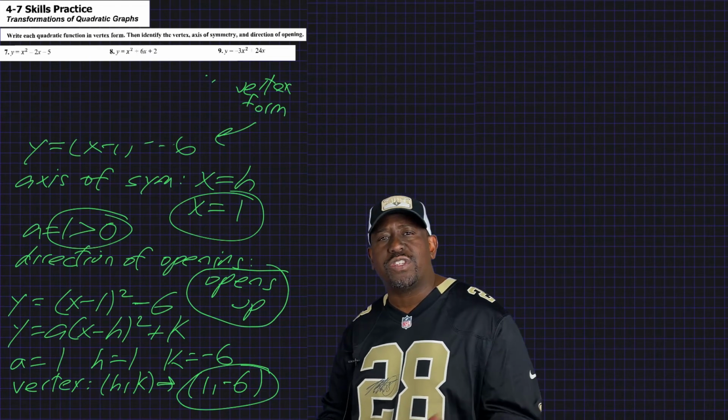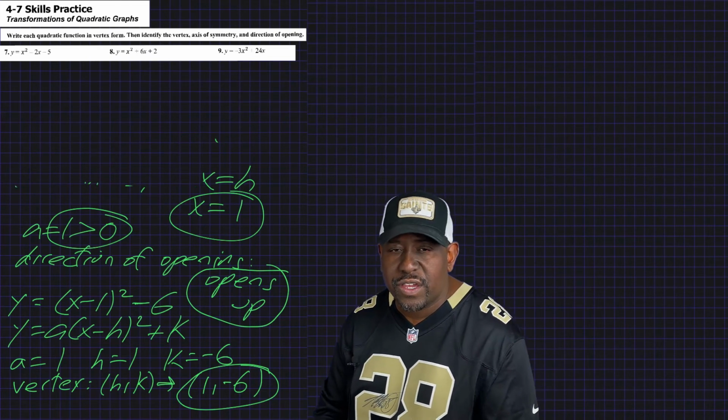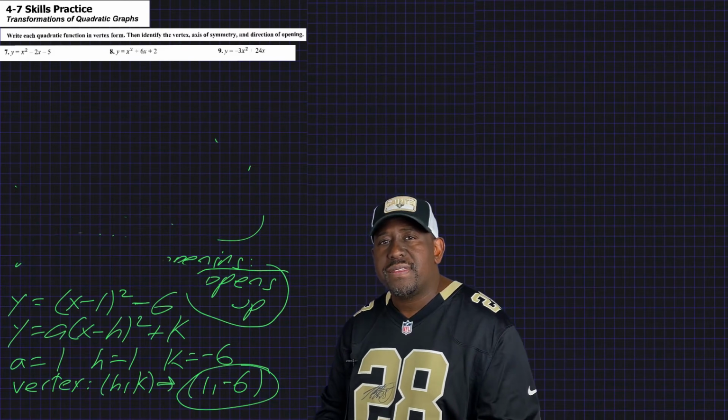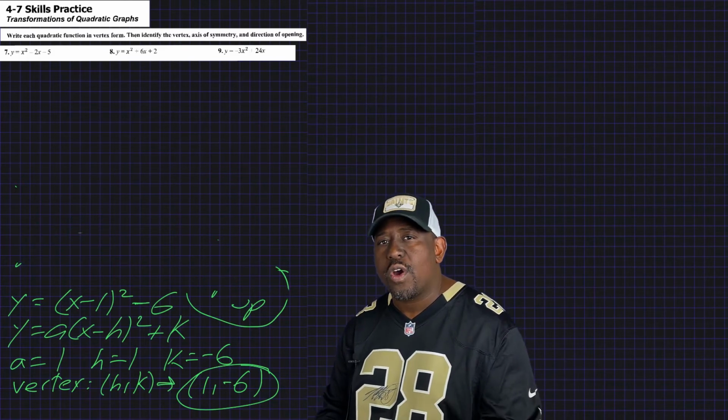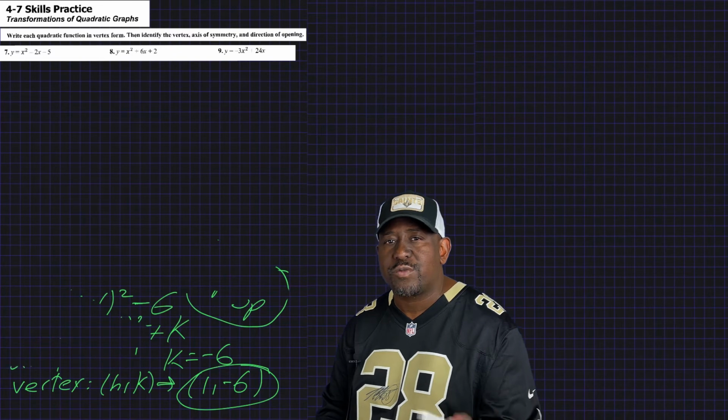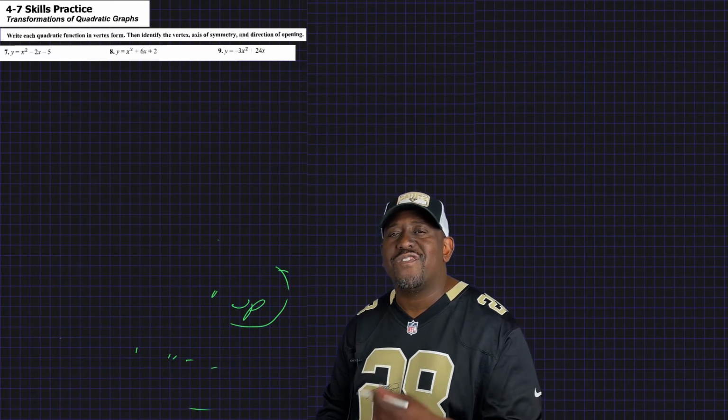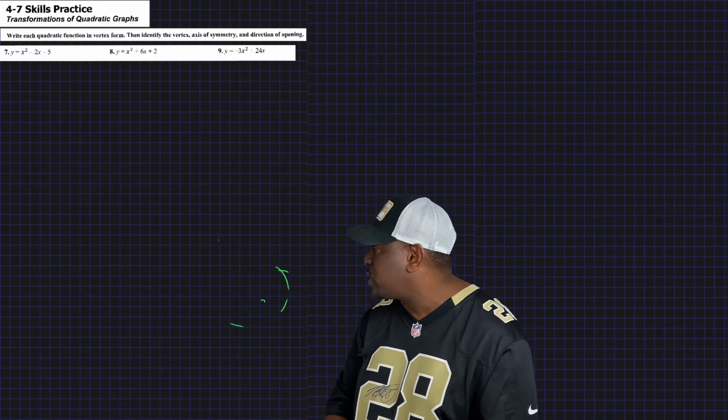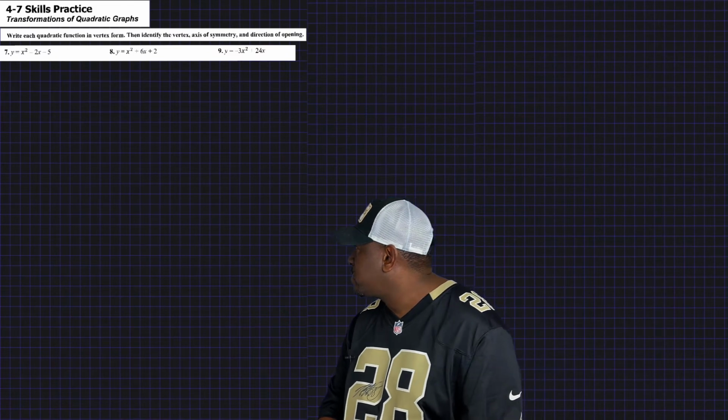This was a little different than the first two because we took a problem that was in the basic general form ax squared plus bx plus c and converted it to vertex form so we can solve this problem. So let's see what we do next.